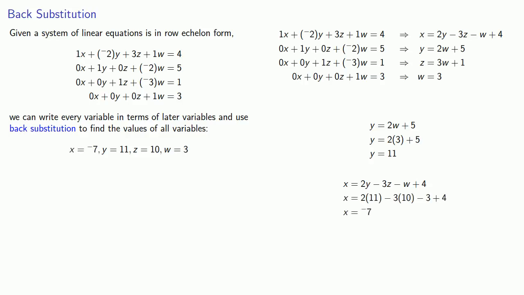It's convenient to write this solution in vector form. Because we've decided an order of the variables, we also have an order of the vector components x, y, z, w, and so we can compactly express our solution as the vector (-7, 11, 10, 3).